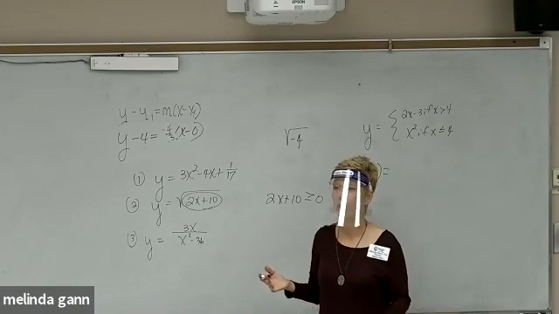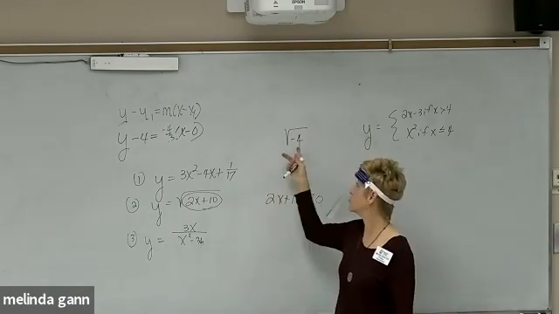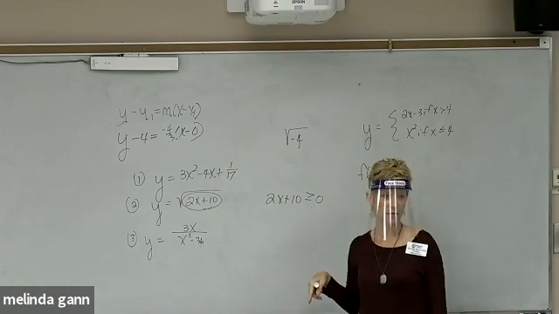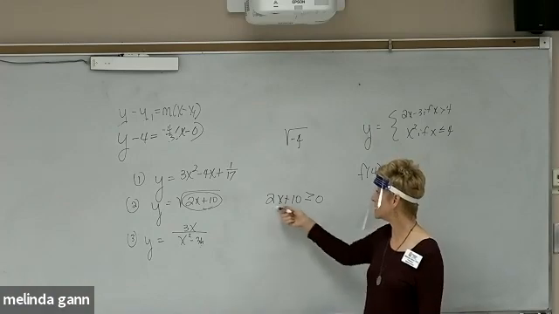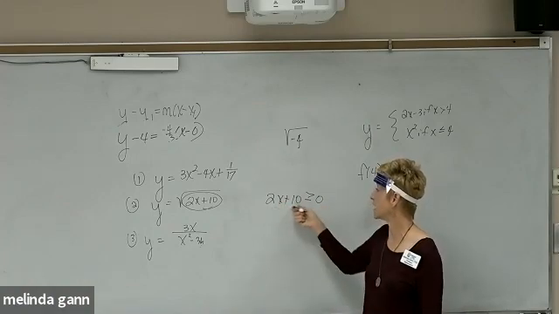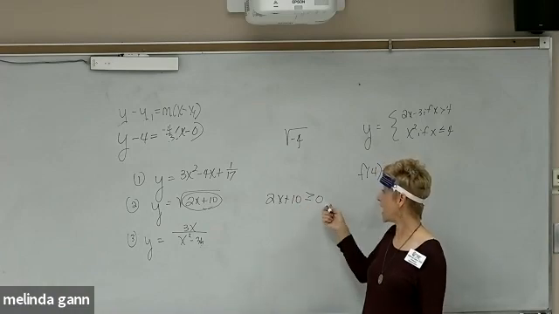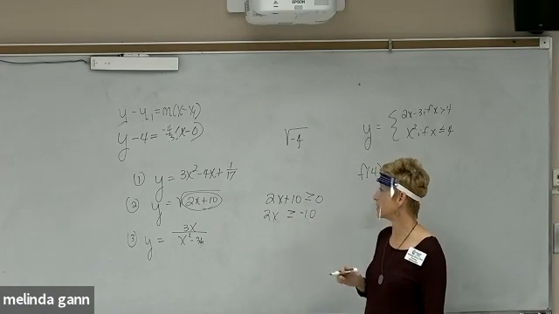Now, what we could do is find where it's negative and throw it out. But on this, you're going to be throwing out an infinite number of answers, not just like 6 and negative 6. So it's easier to find what works. So I need this answer to be positive or this answer to be 0. Is everybody with me? So if I subtract 10 from both sides, won't I get 2x is bigger than or equal to negative 10?